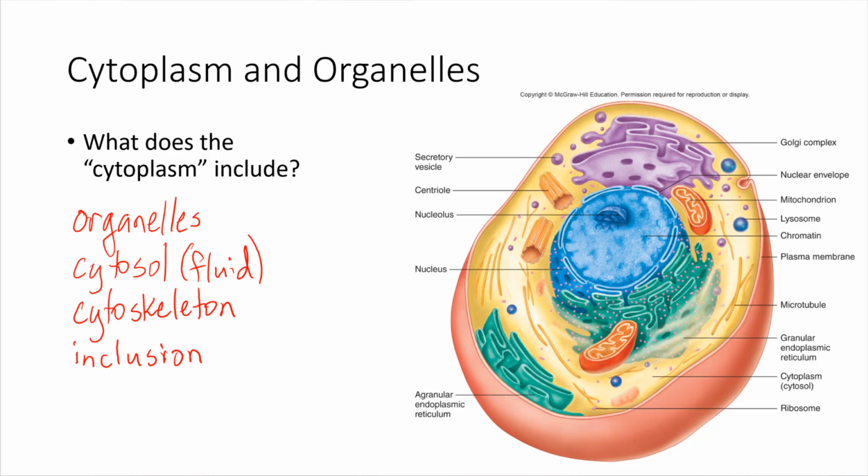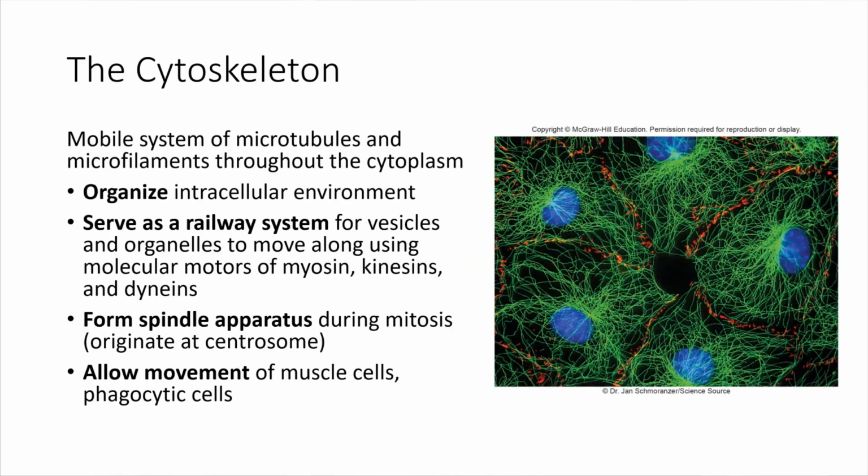Okay, so let's talk about the cytoskeleton for just a minute. The cytoskeleton, in some cases, tends to be underappreciated. It actually does a lot of very important things. So we're going to start by looking at the cytoskeleton. The cytoskeleton is a network. It's a whole system of microtubules and microfilaments that extend throughout the cytoplasm of the cell.